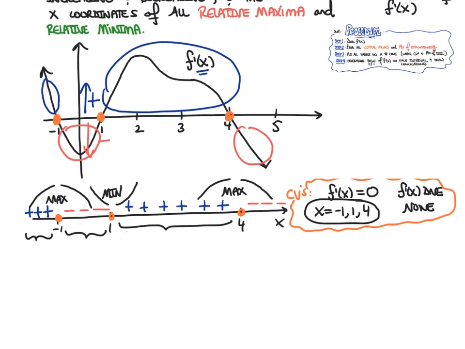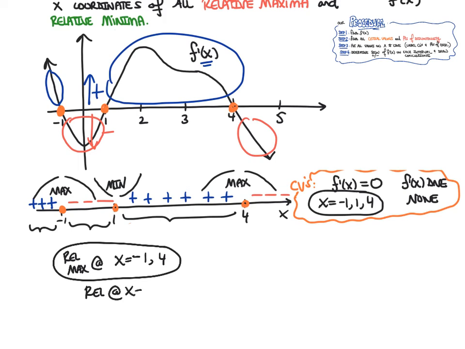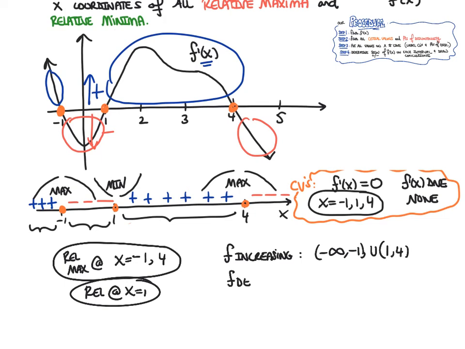Okay? So finally, you can highlight what we have: relative maxima at the points x equals -1 and 4. And we have a relative minima at x equals 1. And then finally, f is increasing whenever your derivative is positive. So that'd be on the intervals from -infinity to -1 union with 1 to 4. And then f would be decreasing whenever your derivative is negative, and that'd only be from -1 to 1 union with 4 to infinity.